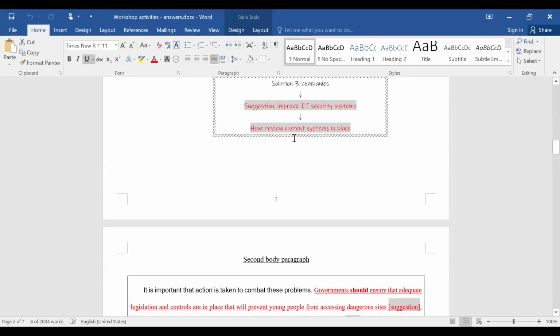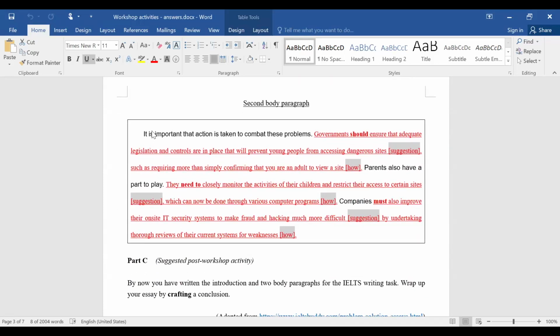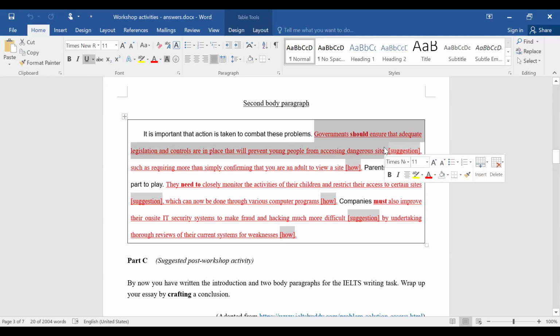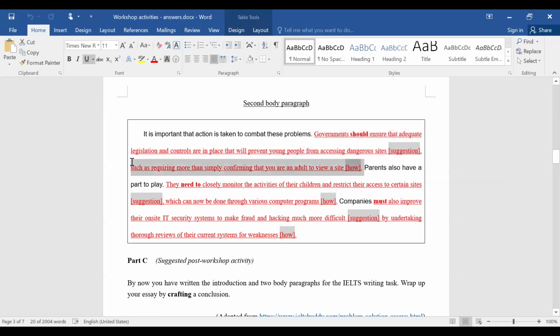So you can see my suggested answers here. Again, I use the modal verb should after the subject governments. Okay, governments should do something. And I don't just give a suggestion, but I also explain how the suggestion can be implemented. So as you can see here, how the suggestion can be implemented. Well, this is a skill in content or idea elaboration.